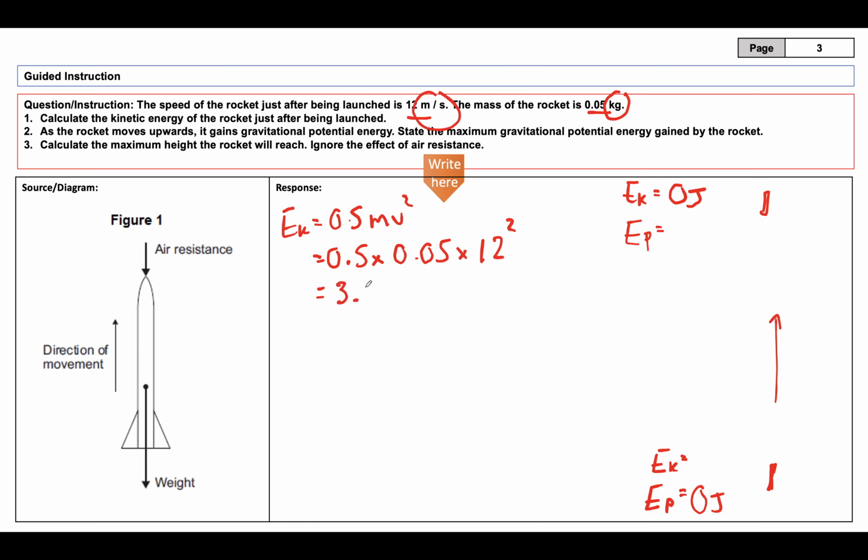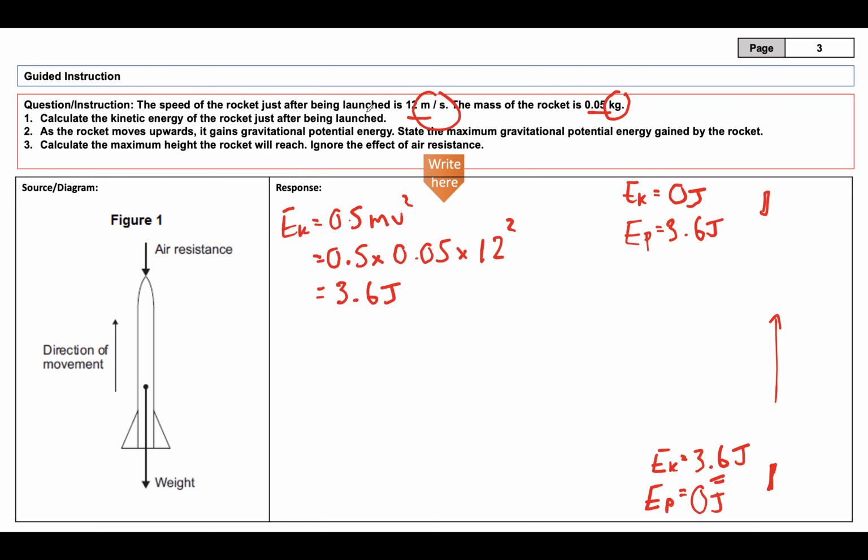So I can go back to my diagram here and I can show that my kinetic energy initially was 3.6 joules. It seems small, but remember the mass of the rocket is very, very small as well, so that makes sense to me. So 3.6 joules. That means when it gets to the top, assuming no air resistance, then all of my kinetic energy has been turned into potential. So I don't have to do any more calculations. I just write what I had here up here. So I've now got 3.6 joules of potential energy.